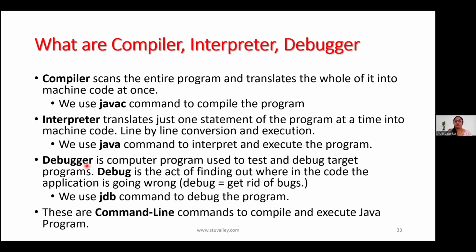So you can debug your program line by line and find out if any bugs are there in your program, okay, or in your system. So this is the act of finding out where in the code the application is going wrong, or finding the bugs. So with the help of the debugger, you can debug and get rid of those bugs by resolving your issues. The jdb command is there in Java, which is used for debugging purpose.